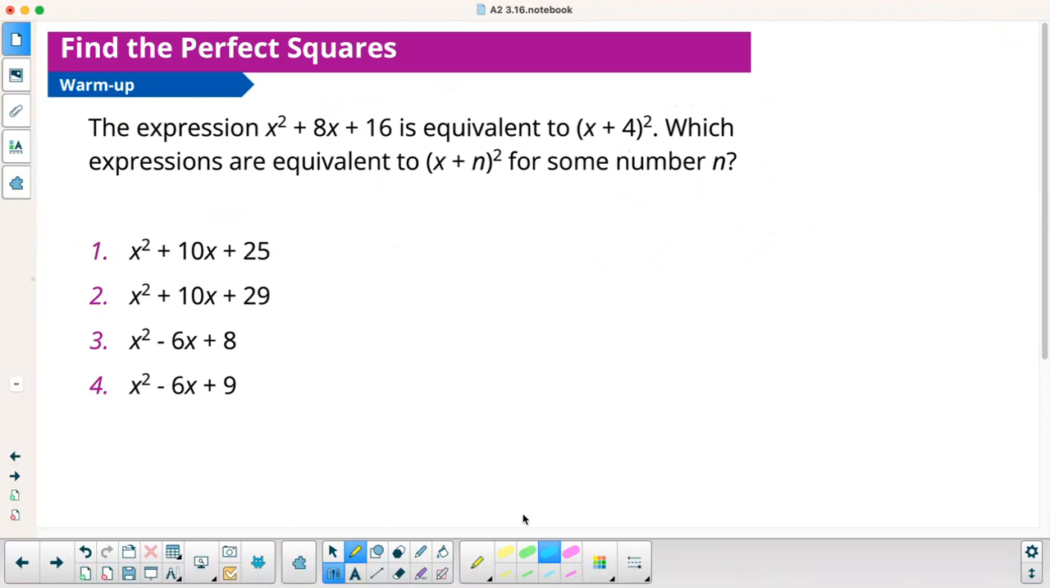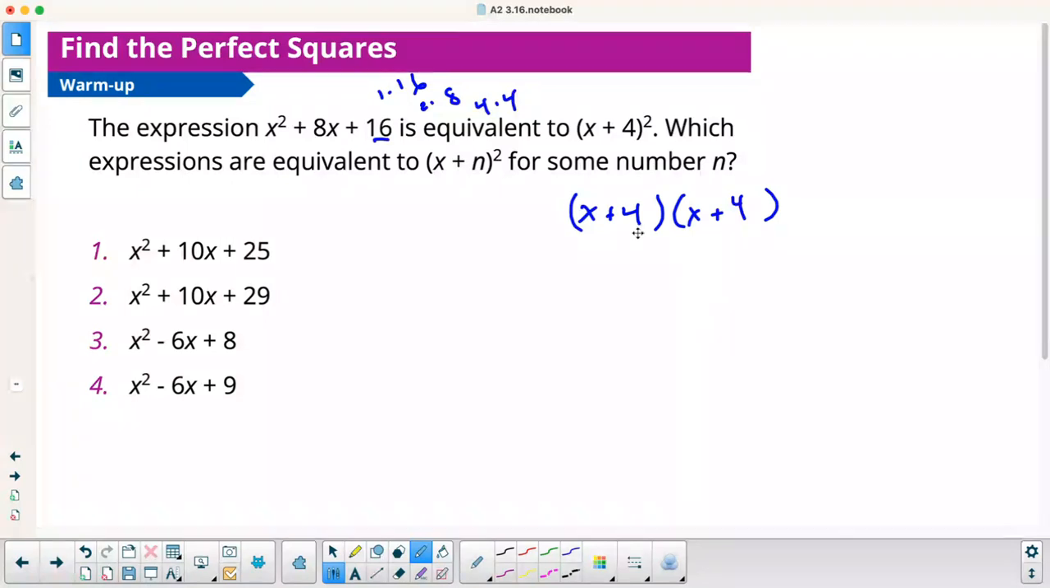All right, so the first thing we're going to do is explore what a perfect square trinomial is. So this expression is equivalent to (x plus 4) squared, because what you do is you factor this. You need factors of 16 that add to give you 8. So when you set this up, for 16, you've got 1 times 16, 2 times 8, 4 times 4. I'm going to use the 4 and the 4 because 4 plus 4 gives me 8, which then you could write it like this.